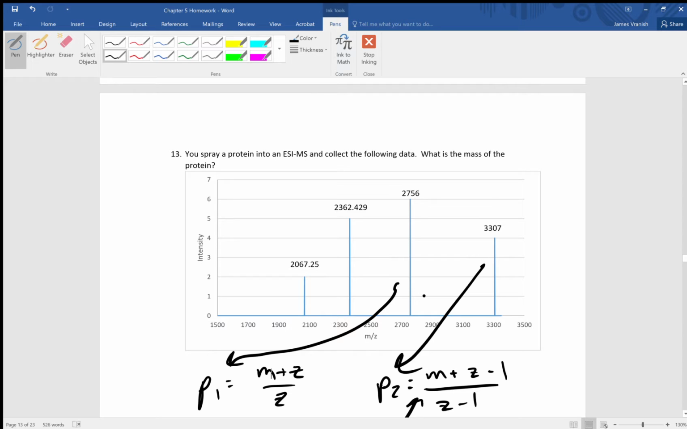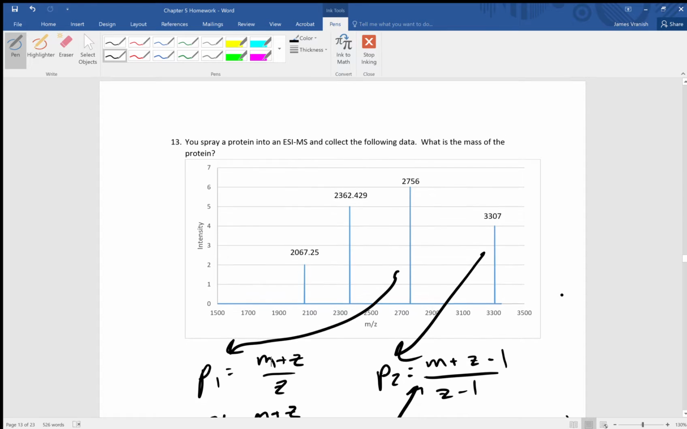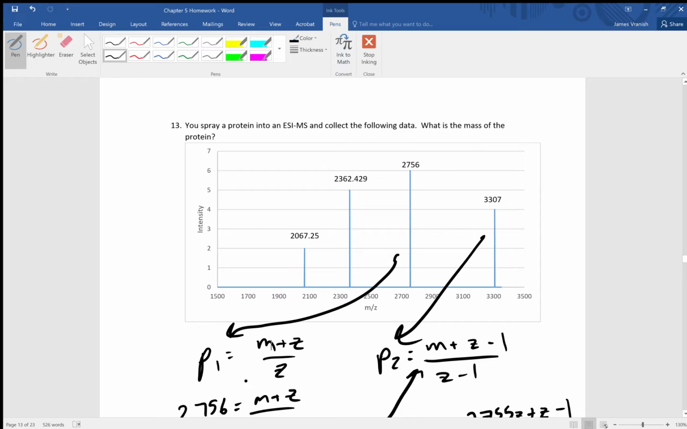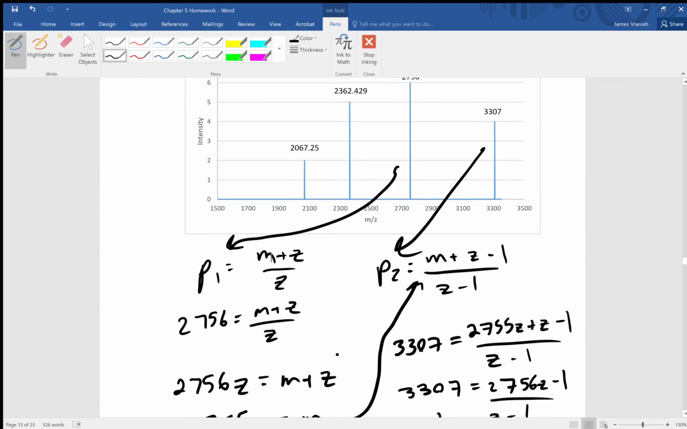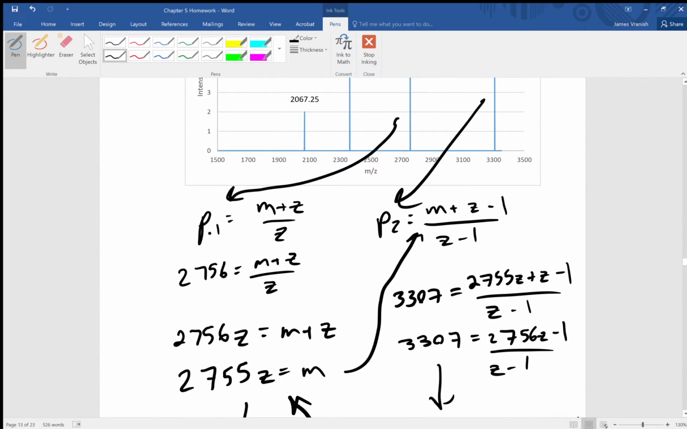And we need to select two adjacent peaks. The peak to the left is going to end up being P1, the peak to the right will be P2. Alright, we're going to start on the left side here with P1. As we move down, we can take the m over z value of P1 and put it in here for P1. So 2756, that's where the first peak is, and that's equal to (m plus z) over z.